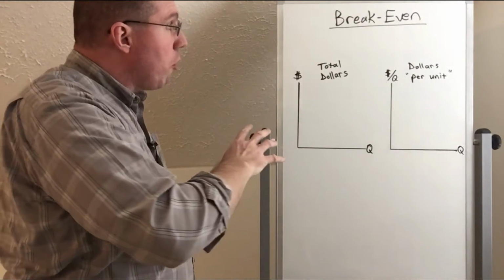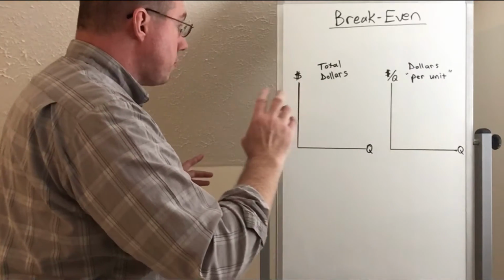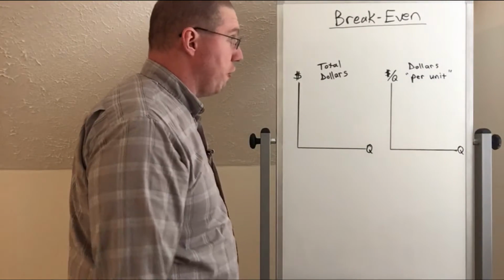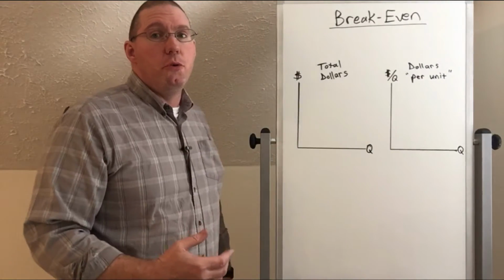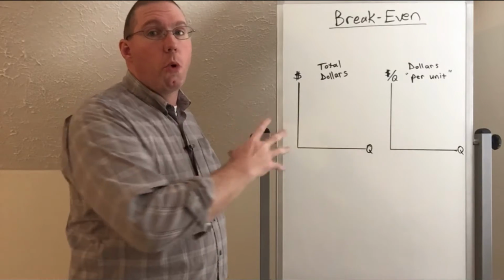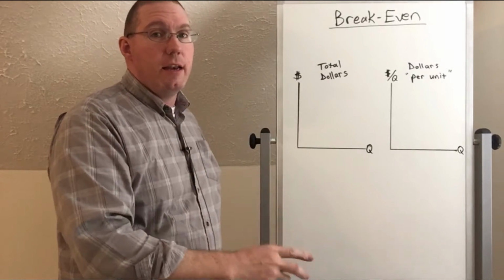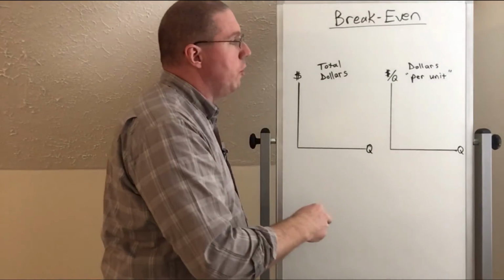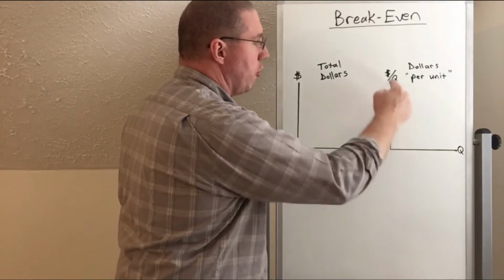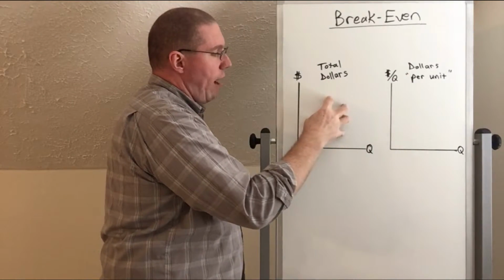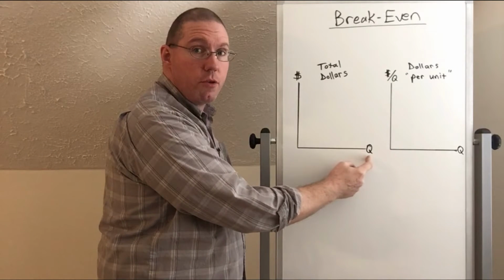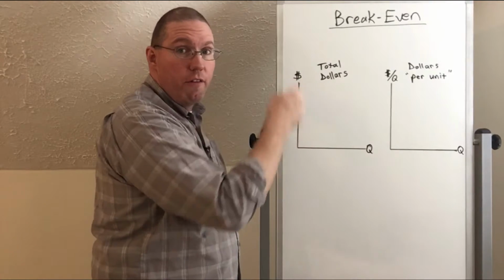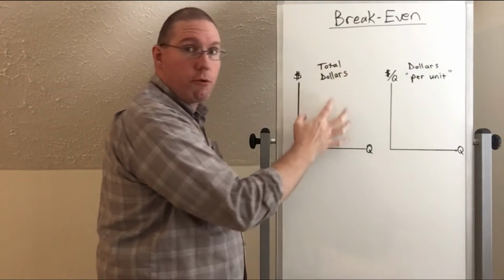Now, before we jump into what break-even analysis looks like from a graphical point of view, I want to introduce you to two types of coordinate planes that we use in microeconomics. Really the only difference between the two is the label for the vertical axis. This graph that has quantity produced and sold on the horizontal axis, but just a dollar sign on the vertical axis, this is the total dollars graph.